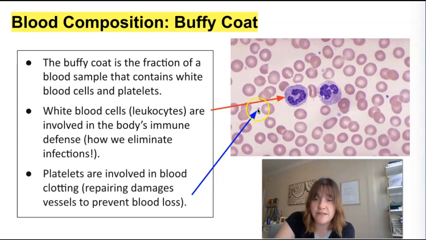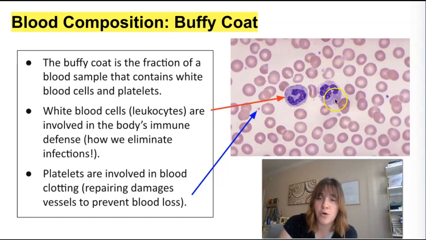Platelets are these really small little cells that almost look like little purple dots. Those are involved in blood clotting. So platelets are used to help blood clot, which can repair damaged blood vessels, and also it can prevent blood loss if you get cut. So that's all you're going to get for platelets.